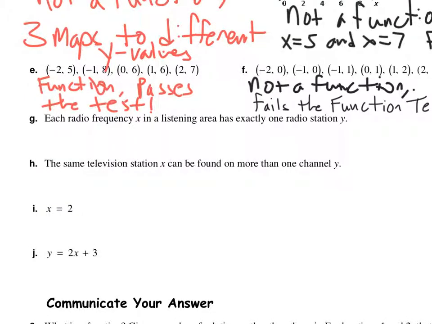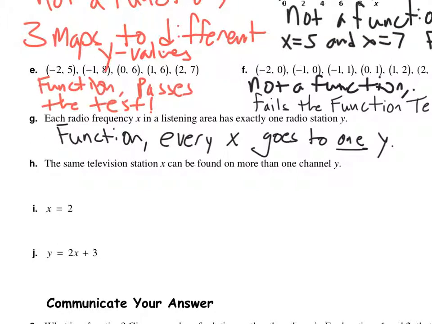What if we have a radio frequency x in a listening area that has one radio station y? So you turn your radio to 99.9 and it only goes to one radio station. Well, that's a good thing. That is a function, okay? Because every x goes to only one y. Every x goes to one y.